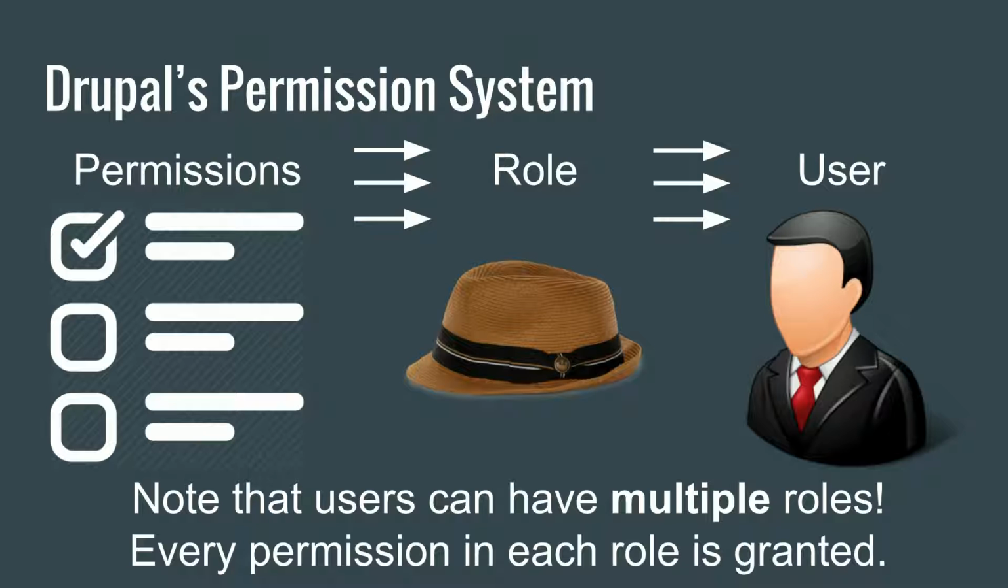So one role can have many permissions, one user can have many roles, and when a user has more than one role, the permission that user will have is the sum of all the permissions provided by the different roles assigned to them.